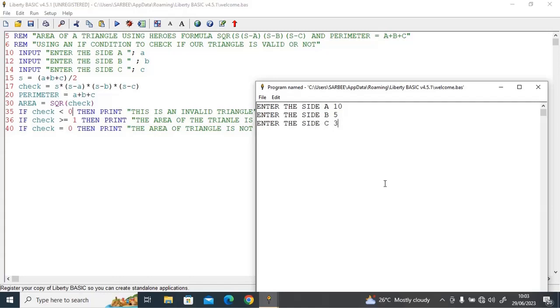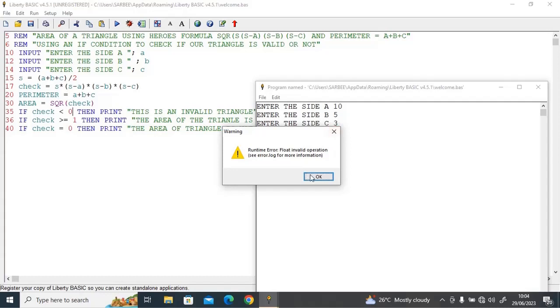Reason being that 10 plus 5 is 15. 15 plus 3 is 18. That's, this perimeter will be 18. 18 divided by 2 is 9. So when you use this, 10 minus a, that will be 9. S minus a, that will be 9 minus 10, which should give us minus 1. So minus 1 times all of them should make everything negative. And square root of a negative number is what? It's invalid. Float invalid operation.